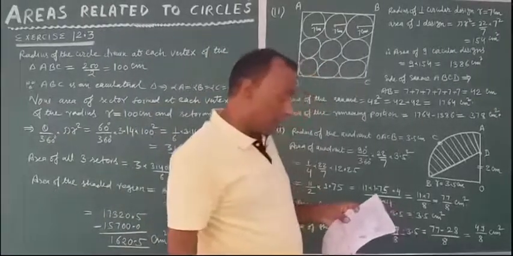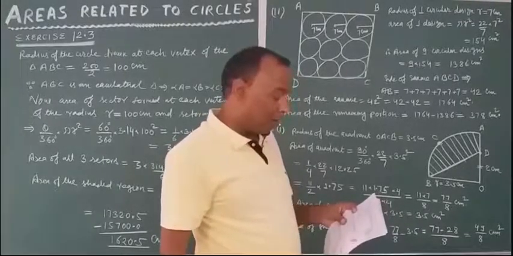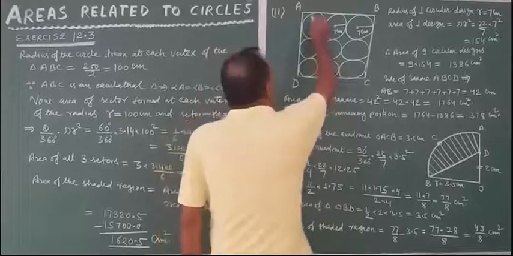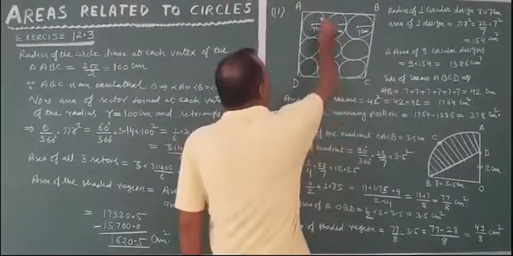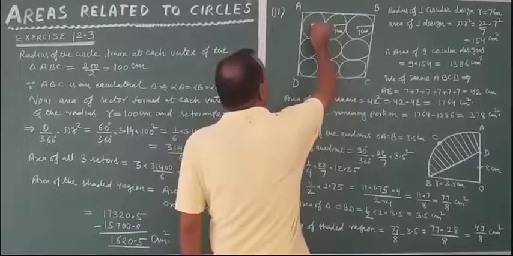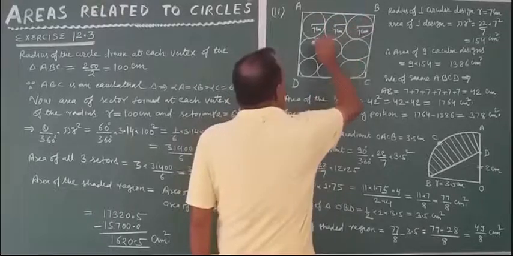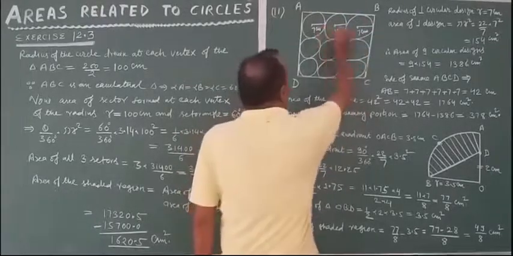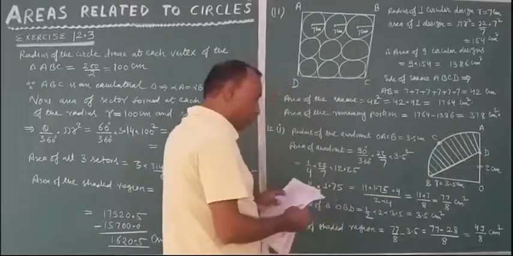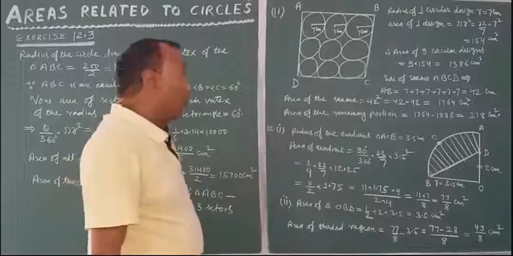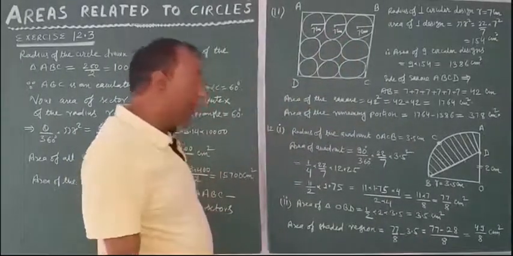Now this is question number 11. On a square handkerchief, 9 circular designs each of radius 7 centimeter are made. ये कोई स्क्वायर हैंकरचीफ है ABCD. इसमें 9 सर्कुलर डिजाइन बनाए गए हैं जिनकी रेडियस 7 सेंटीमीटर है. तो ये फर्स्ट, सेकेंड, 3, 4, 5, 6, 7, 8, 9. The question is to find the area of the remaining portion of the handkerchief, the area where designs are not made.